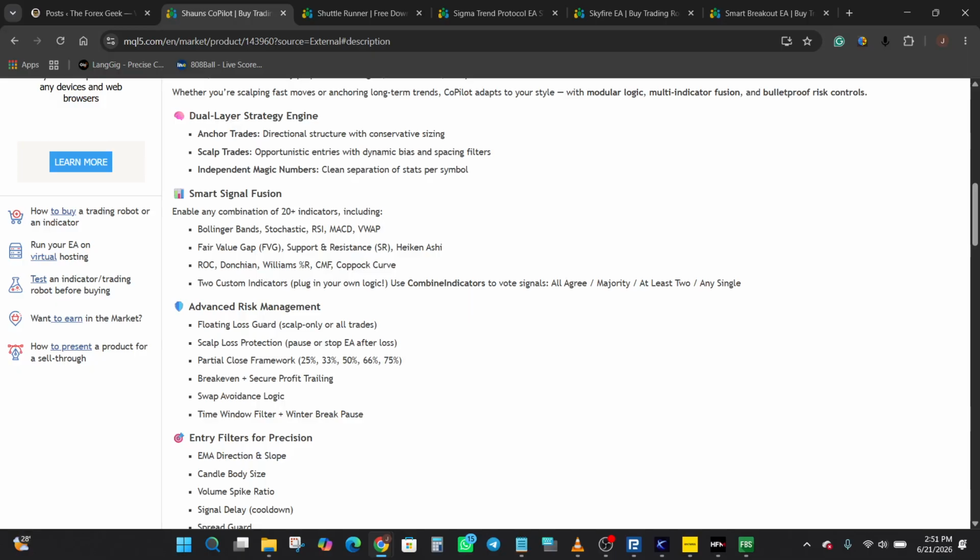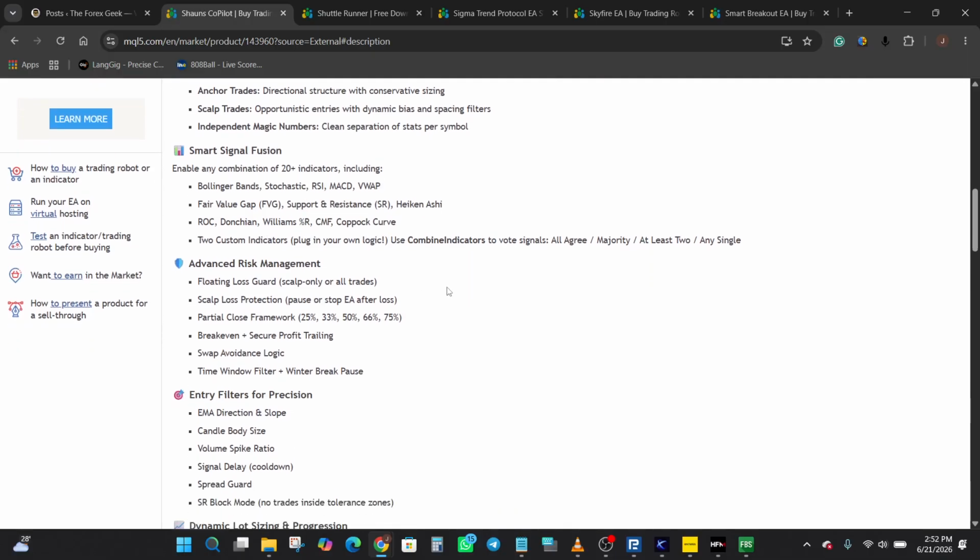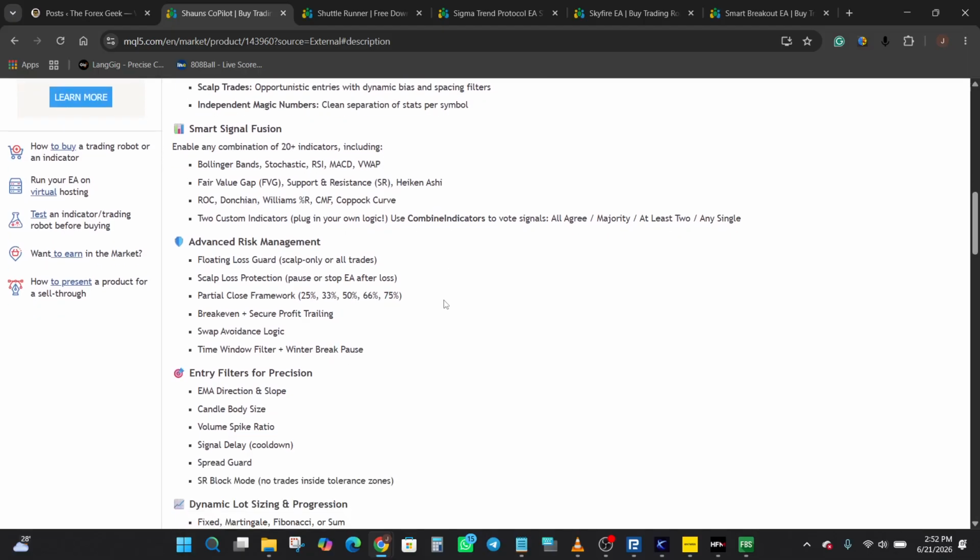Now, one of the most customizable areas of Shauns CoPilot EA is its signal generation system. According to the marketplace page, traders can enable various combinations of indicators, including Bollinger Bands, Stochastic, RSI, MACD, VWAP, Fair Value Gap, Support and Resistance, Heikin Ashi, Donchian Channels, William Percent R, Kopok Curve, CMF, and several others. There are also 2 slots available for custom indicators, allowing traders to integrate their own logic into the decision-making process.